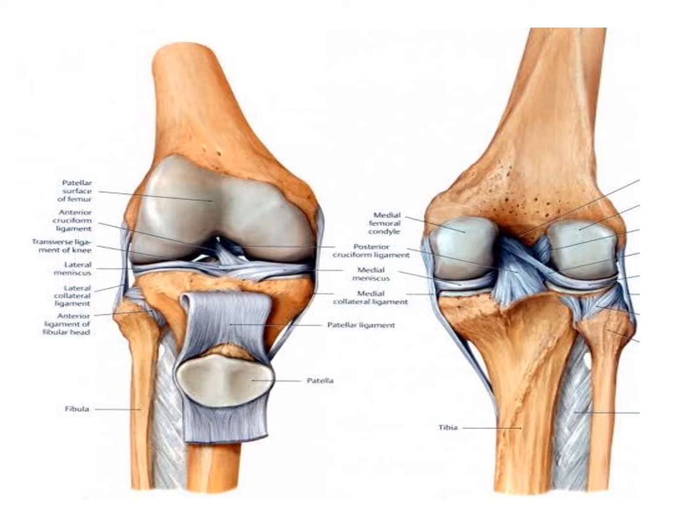In this slide, we can see that the articular surfaces are covered by hyaline cartilage. So this is the hyaline cartilage here.